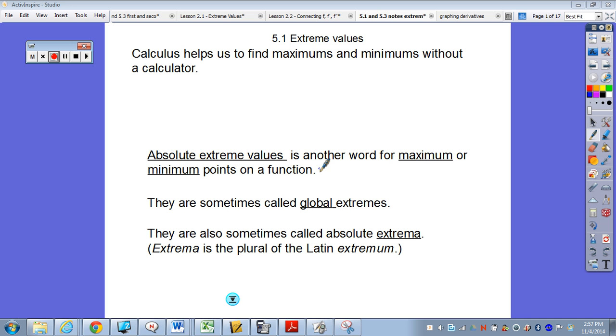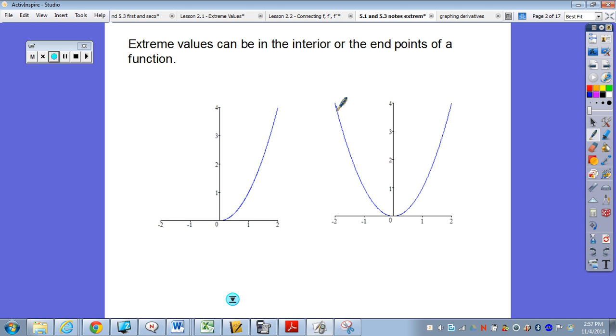So to just review a few terms, and please write these in on your notes that I gave you today. The absolute extreme values is another word for maximum or minimum points on a function. They are sometimes called global extremes. They are also sometimes called absolute extrema. So the extreme values can occur in the interior or at the endpoints of a function.